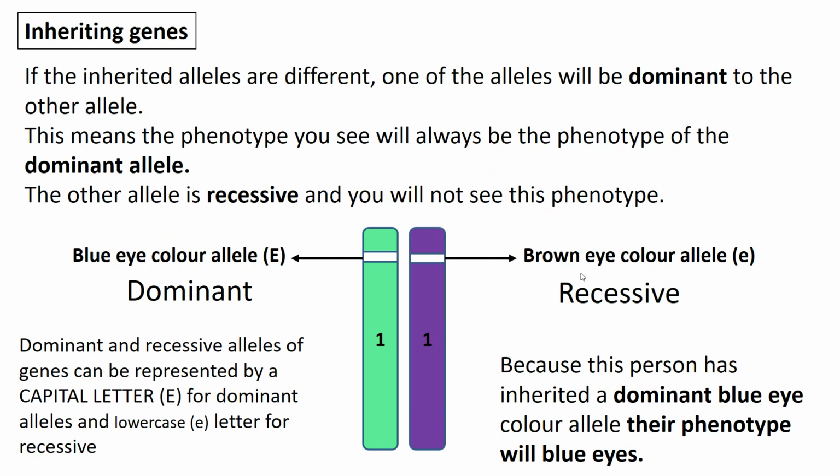because it is dominant. And we show dominant and recessive genes by representing them with letters. So the gene itself here is represented with an E for the eye colour gene, and that capital E shows that the blue eye allele is dominant. The recessive brown eye allele would be given the lowercase e.